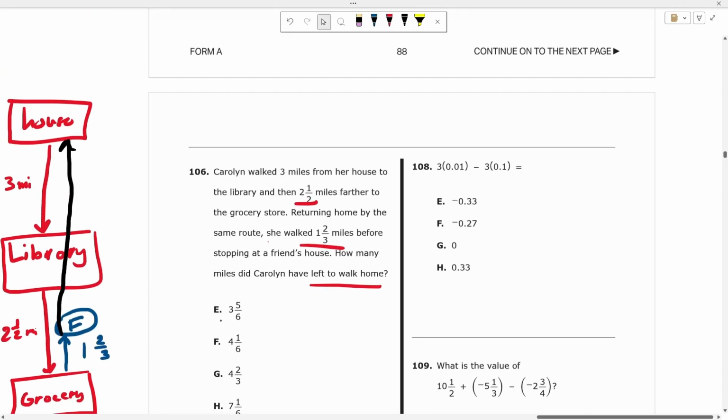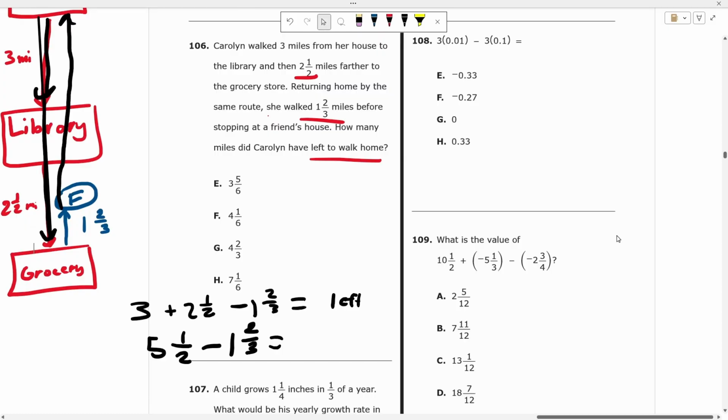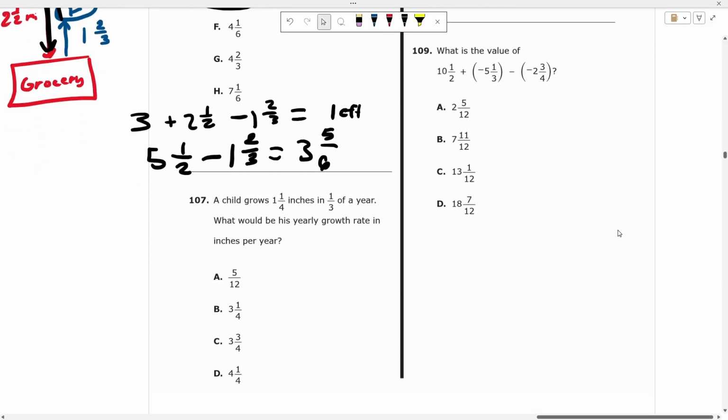Why is it 5 1/2? Well, it's 3 miles to her home, and then it's 2 1/2 miles all the way to the grocery store. So this is the total distance that she traveled. Of those 5 1/2 miles that she traveled from home to the grocery store, she now needs to go 1 2/3 miles backwards in the opposite direction. So you just subtract those two numbers for number 106, and you're going to get choice E. 5 1/2 minus 1 2/3 is going to equal 3 and 5 over 6.